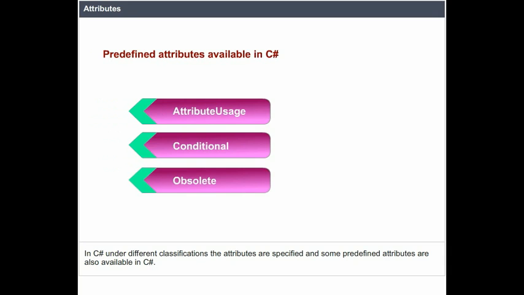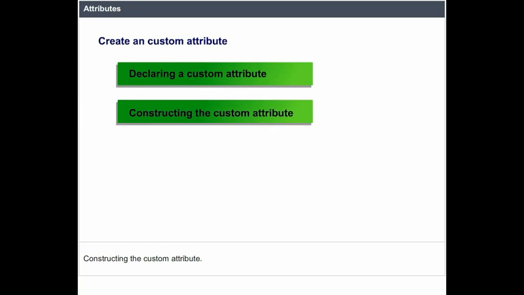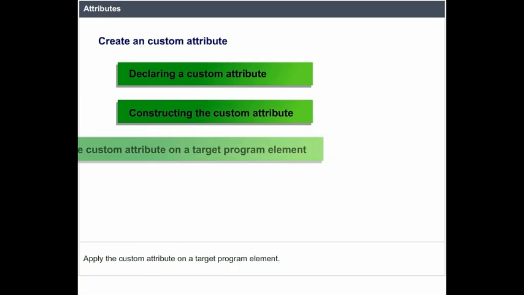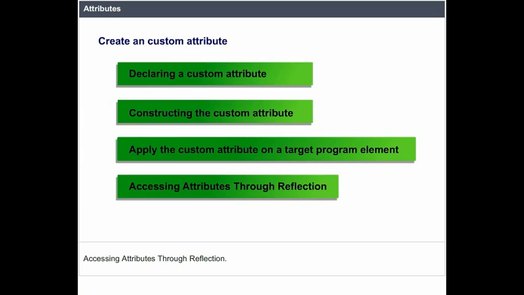Attribute usage: conditional, obsolete. To create a custom attribute, a few steps have to be followed: declaring a custom attribute, constructing the custom attribute, applying the custom attribute on a target program element, and accessing attributes through reflection.